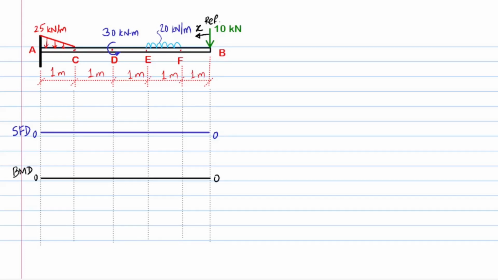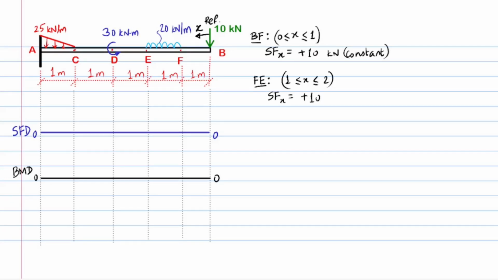Let's begin the calculations by writing the shear force equations for various parts of the beam separated by the key points. For span BF, for which X ranges from and including values 0 and 1 meter, shear force at X equals plus 10 kilonewtons, which is a constant. For span FE with X varying from 1 to 2 meters, the shear force at X equals plus 10 plus 20 times (X minus 1) kilonewton, which is found to be linearly varying over this span.